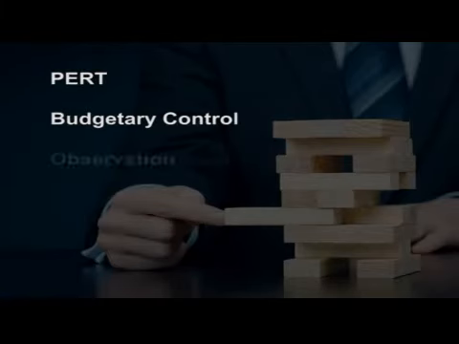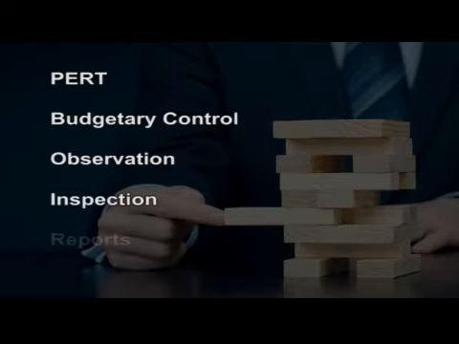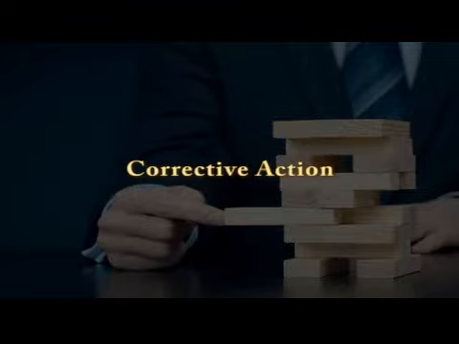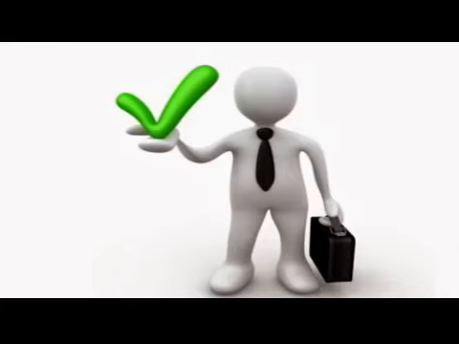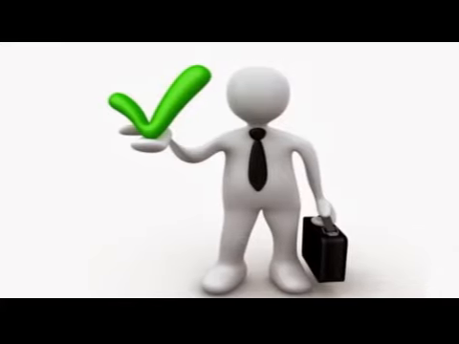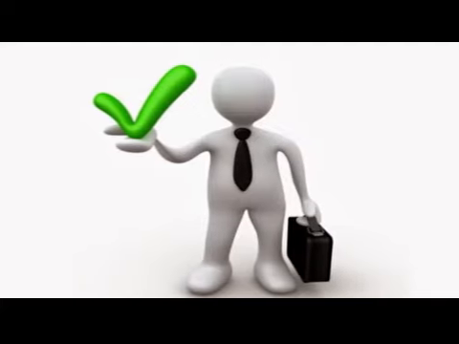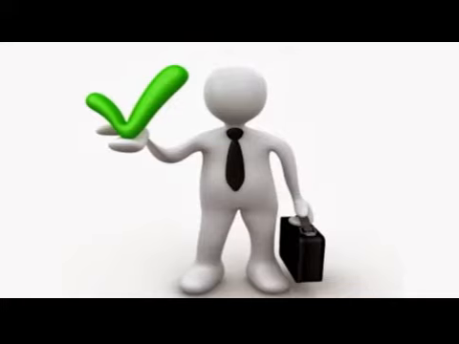PERT, budgetary control, observation, inspection, reports, etc. are some of the methods used for comparison. For example, 10,000 units, which is the standard, minus 9,000 units, which is actual performance, is equal to 1,000 units negative deviation. Corrective action. After finding out the negative deviations and their causes, the managers should take steps to correct these deviations. Corrective actions should be taken promptly.